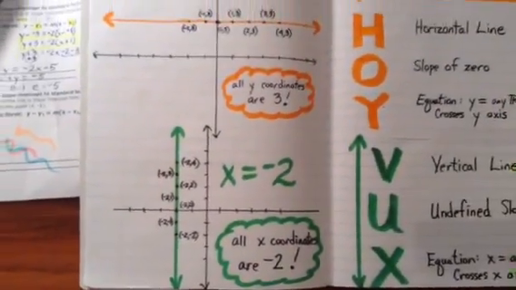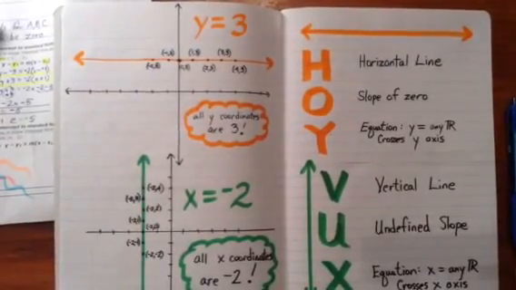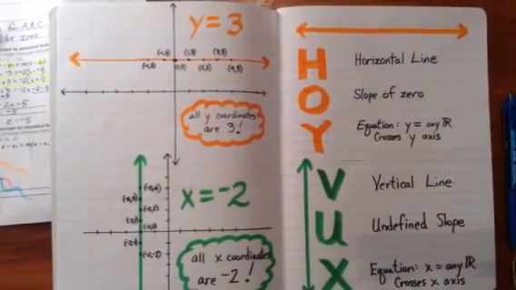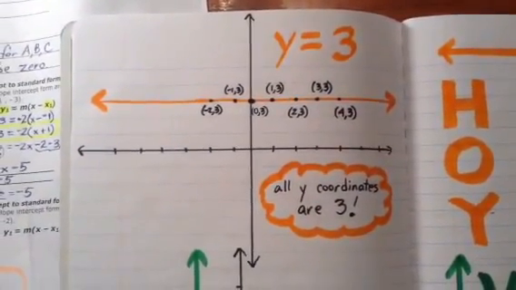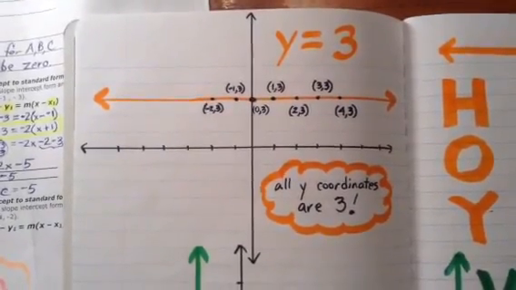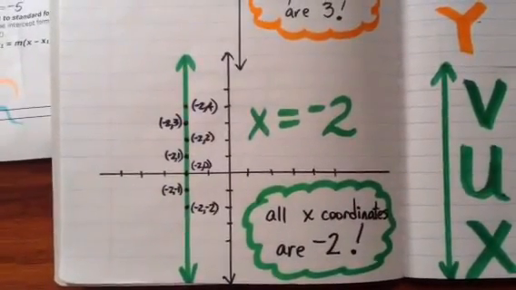The biggest thing that I've seen over the years is that students see the equation y equals 3 and they think it's a point. It's not a point. It is a line. You can put your y equals 3 in your calculator. You can't put your x equals in your calculator. We don't have an x equals button. Bummer.